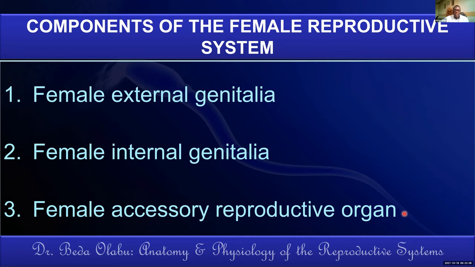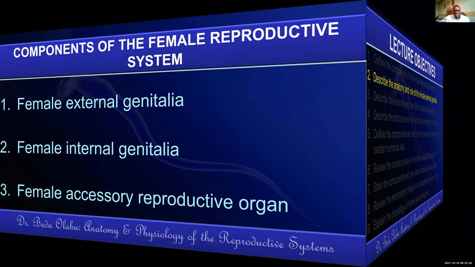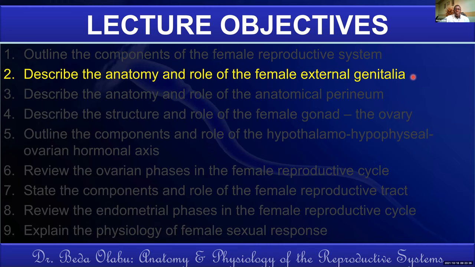In this lecture, we'll not talk about female breast because we cover that one largely when you're talking about the integument system, where we talk about the appendages of the skin. We tackle the breast quite well, and so you can refer to that lecture another time. So in this lecture, we only focus on the first two, female external genitalia and the female internal genitalia. So that means that our first agenda is gone.